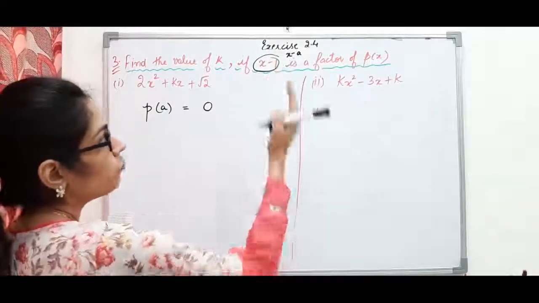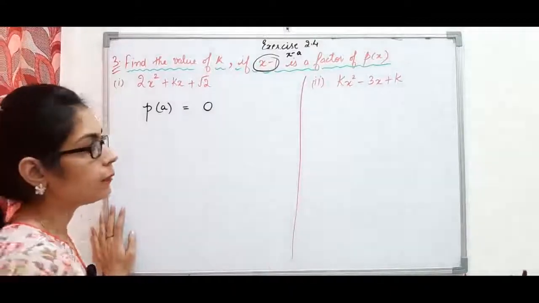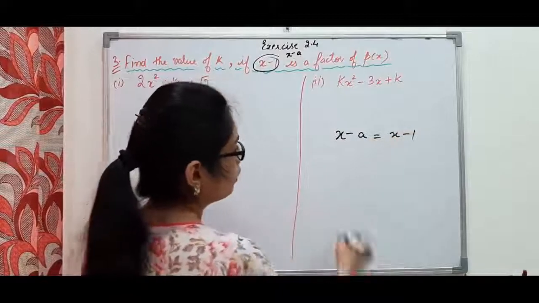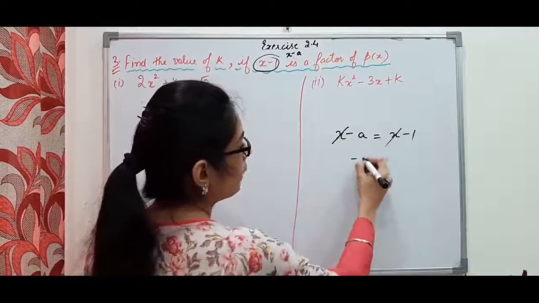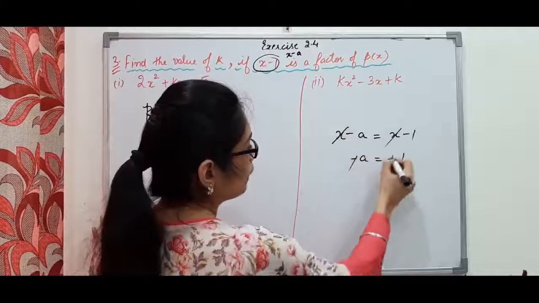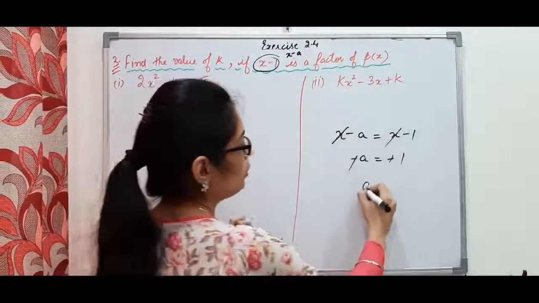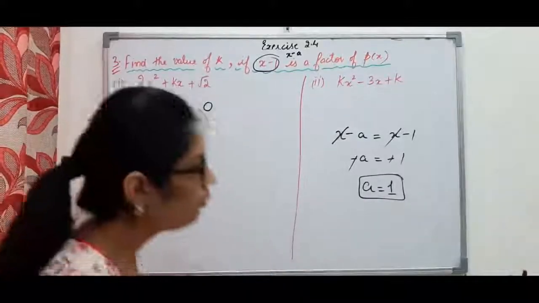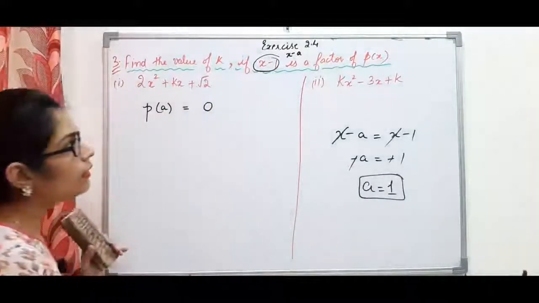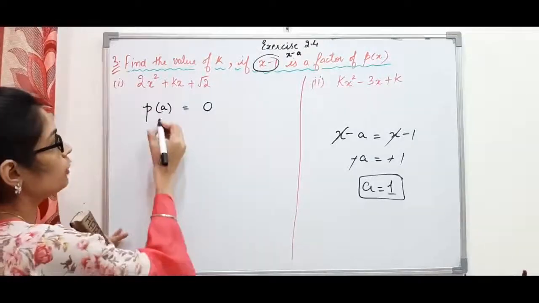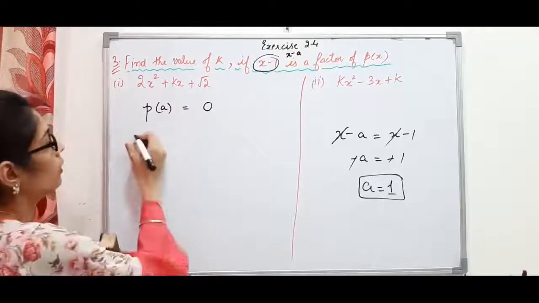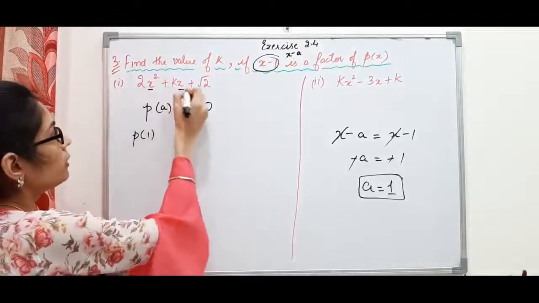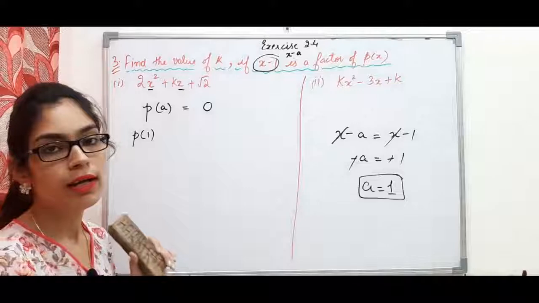So from here, first of all, we'll find the value of a. It's very simple. x minus a is x minus 1. So x and x will get cancelled. Minus a is equal to minus 1. Minus and minus will get cancelled. So a is equal to 1. So you have found the value of a. Now it's already given that this is a factor, which means p(a) is 0. p(a) means p(1). So wherever you can see x, just put the value of x as 1.